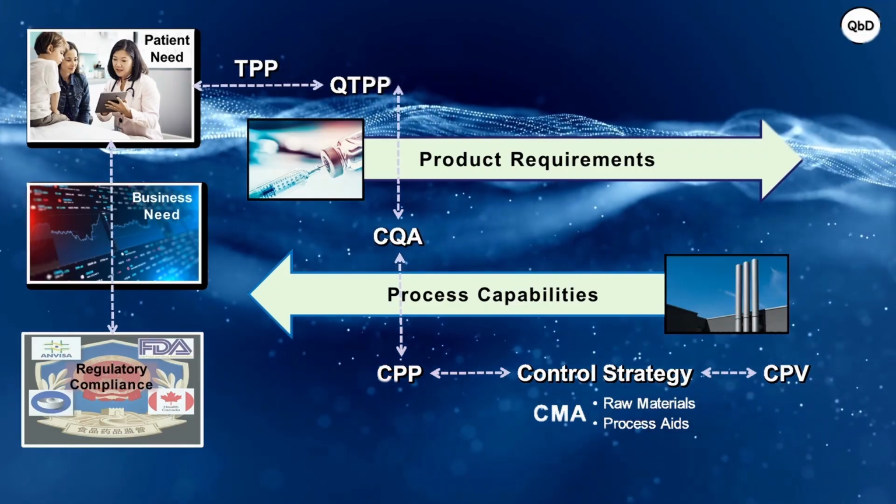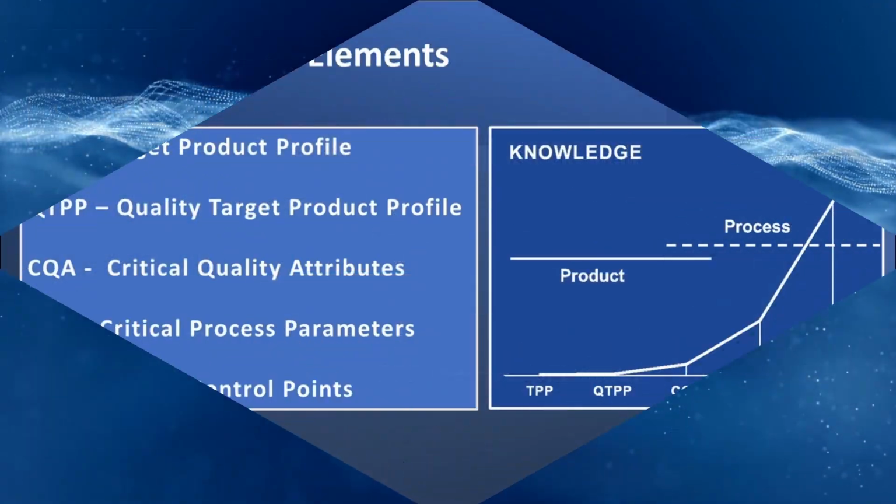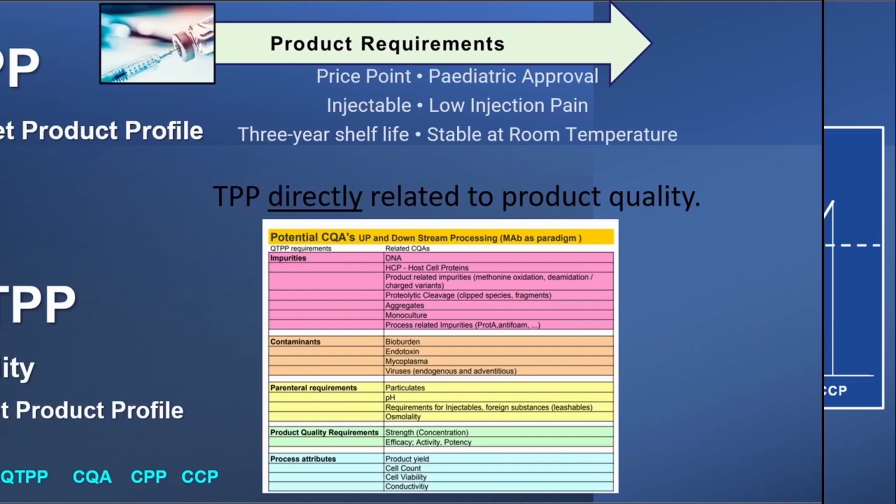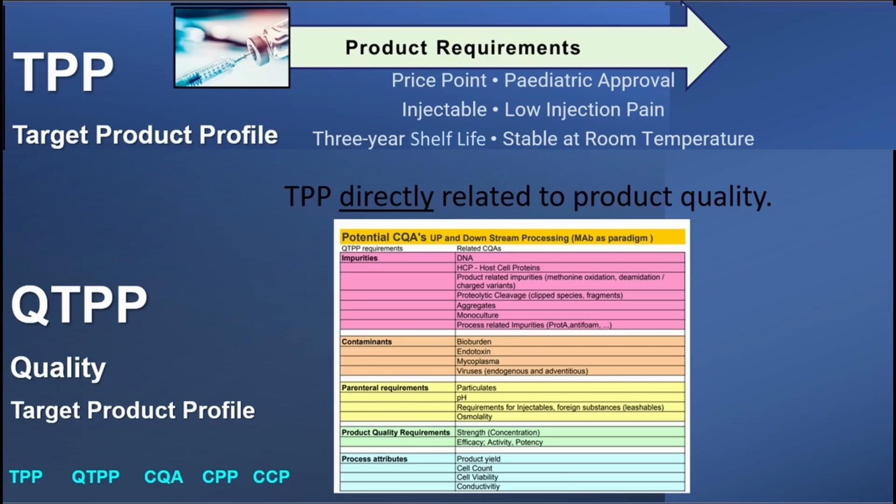Let us now look at each element of QRM shown here. We will begin by defining the elements listed on the left and then follow with a brief example of how they are used in development. The TPP is the Target Product Profile, and it is a complete list of the product requirements as defined by the business. Some examples are listed here.